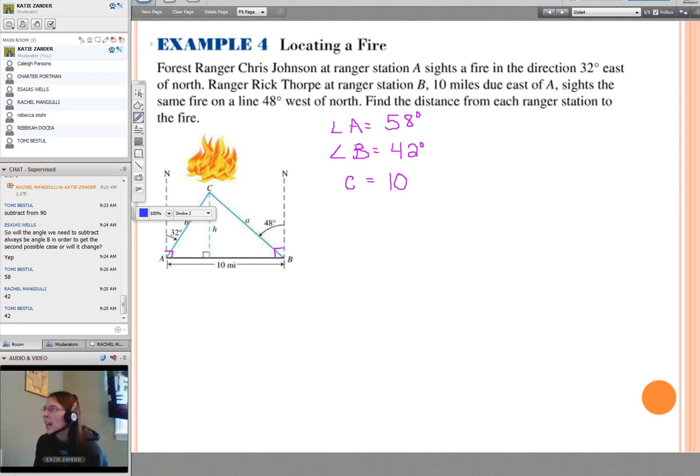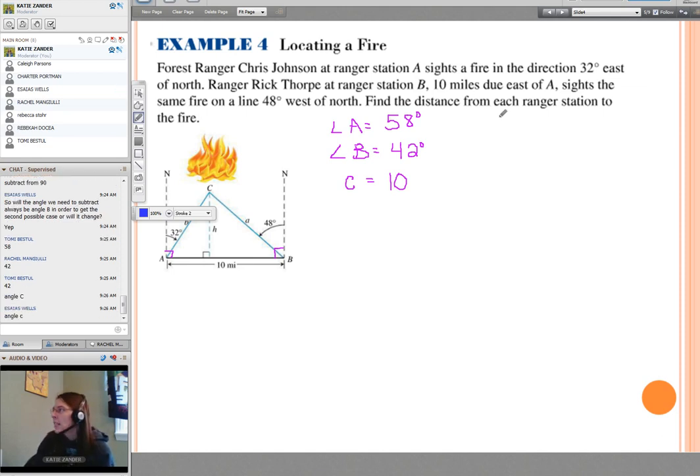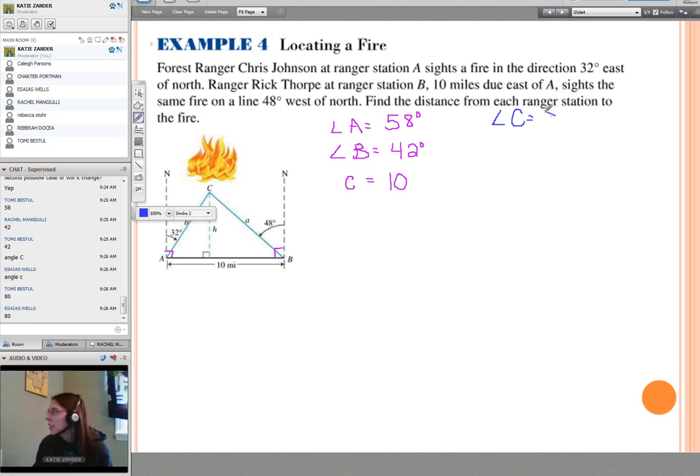Because looking at it right now, I don't think I can actually apply the law of sines because I don't have an angle and a side measurement opposite each other to create a ratio. Yeah, but we can find angle C. So let's start by finding angle C. Subtract from your 180 to help you find angle C. And what is angle C going to be? 80 degrees.